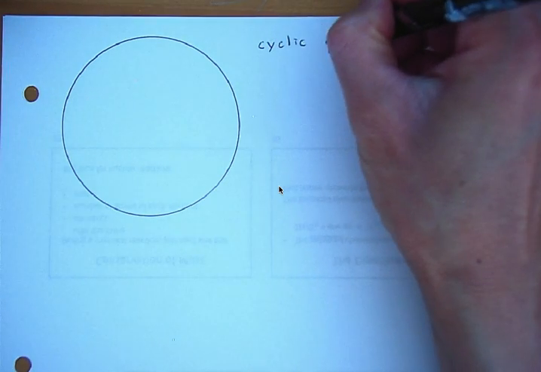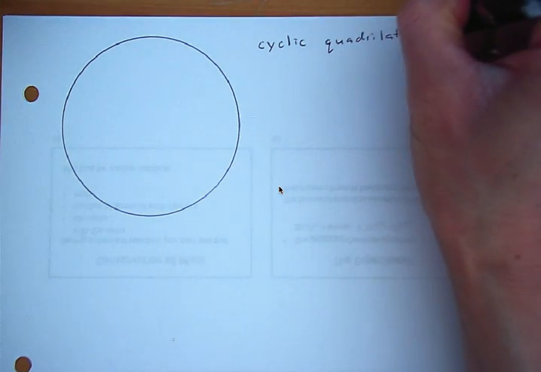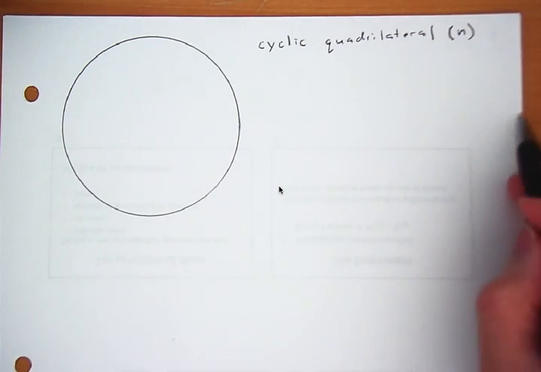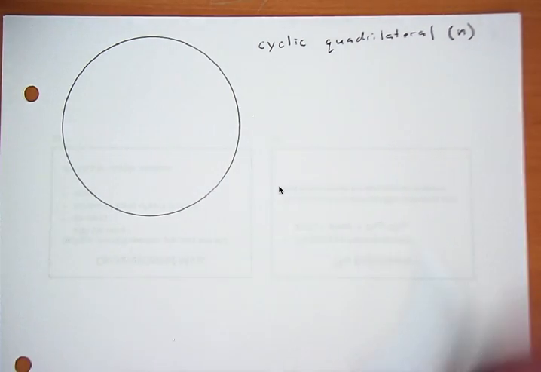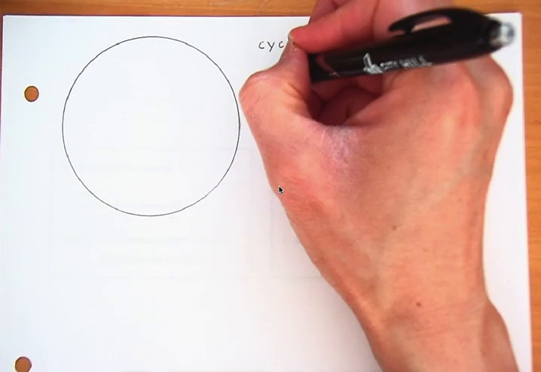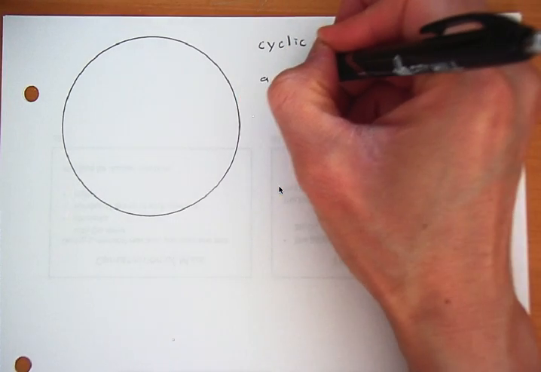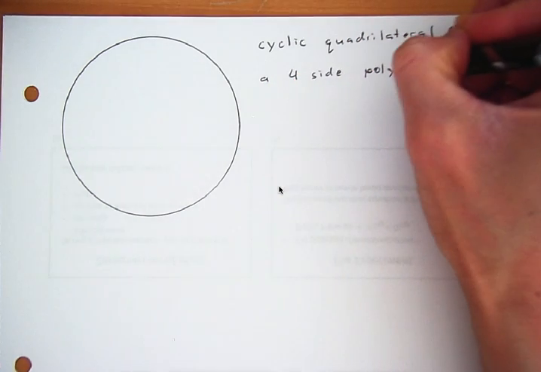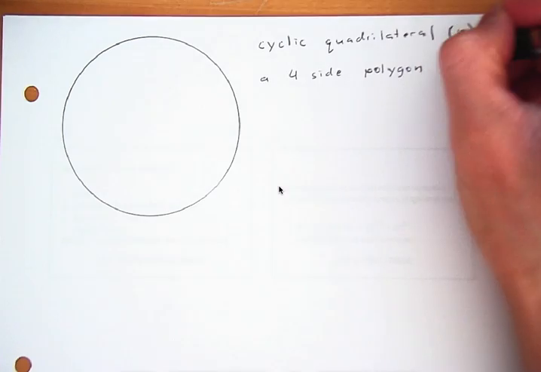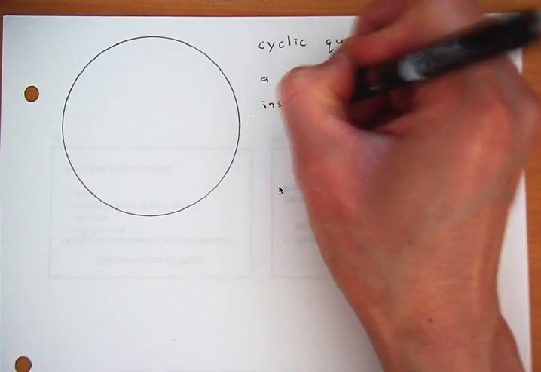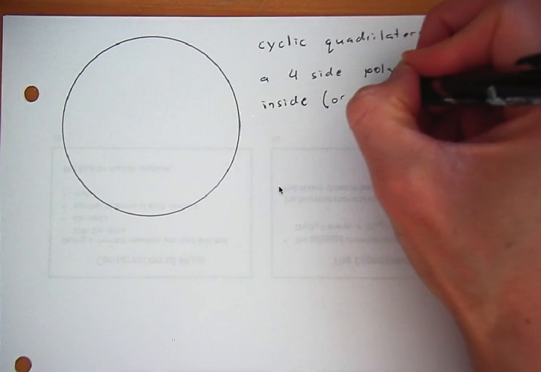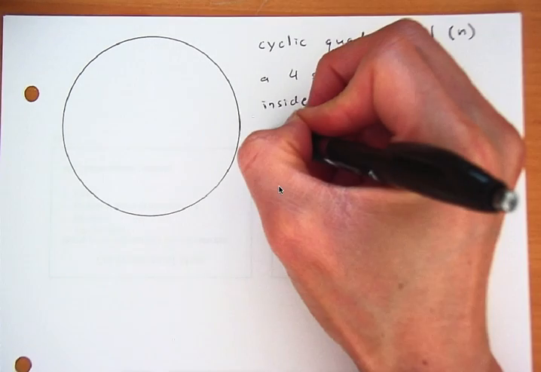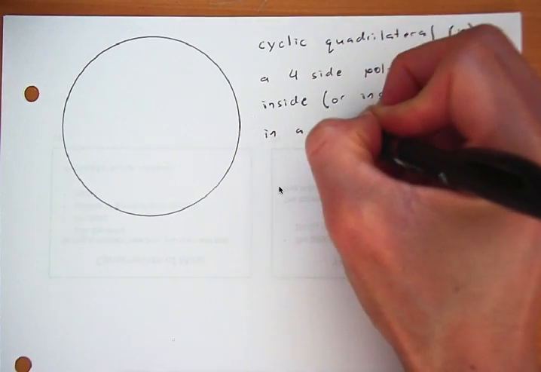Today we're going to be going over something called a cyclic quadrilateral. Okay. Cyclic quadrilateral is a noun. A cyclic quadrilateral is a four-sided polygon inside, or a word you're going to see a lot is inscribed, in a circle.